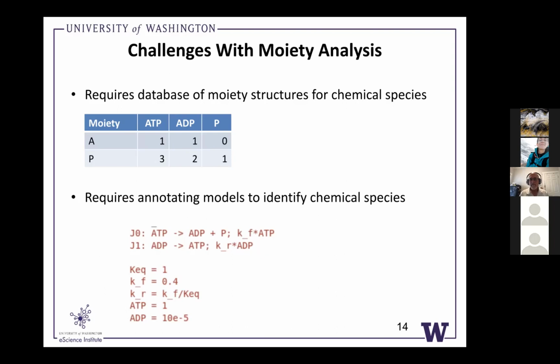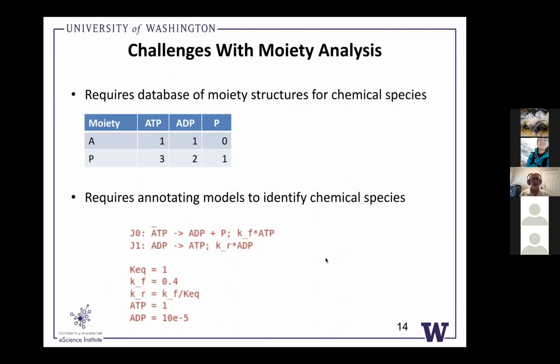Yeah, okay, fine. So annotations are a concept that exists already, so that probably is less of a barrier, but you still need the moiety database. Even if you've annotated, what's the moiety database for it? So that still becomes the challenge. Those are the roadblocks for using moiety analysis.